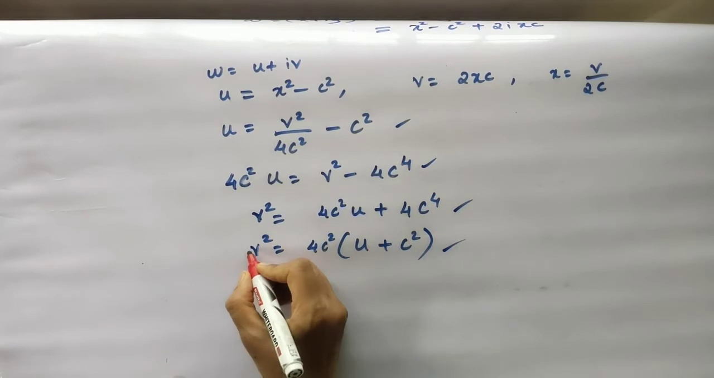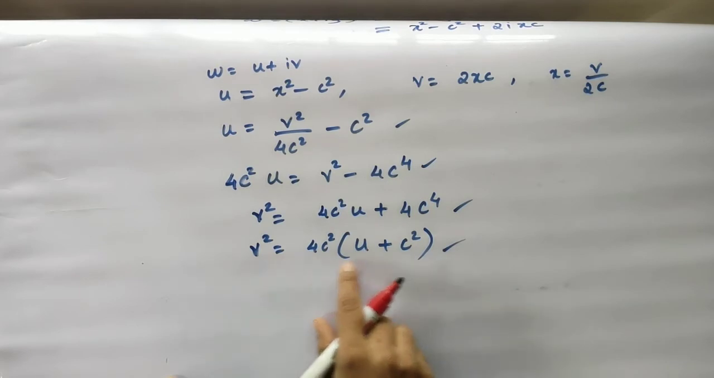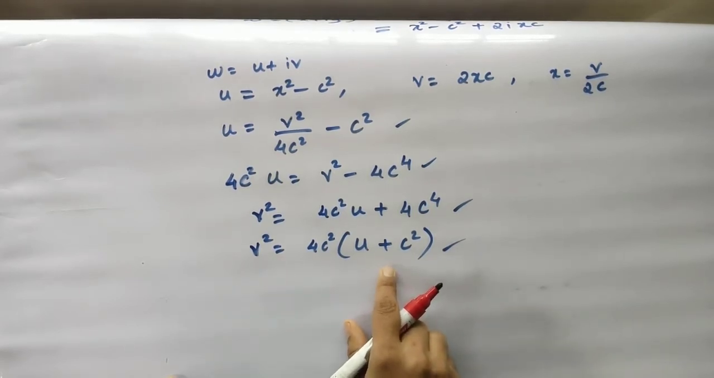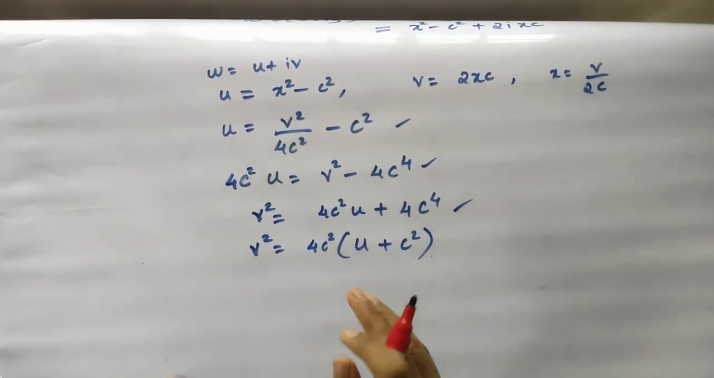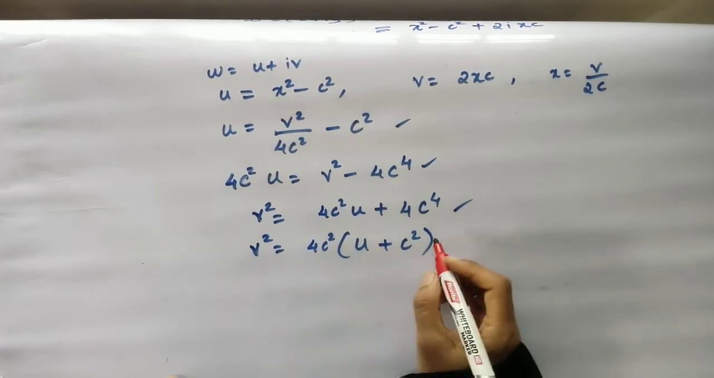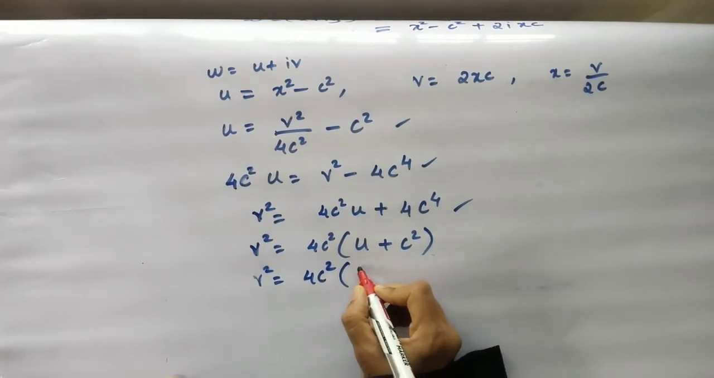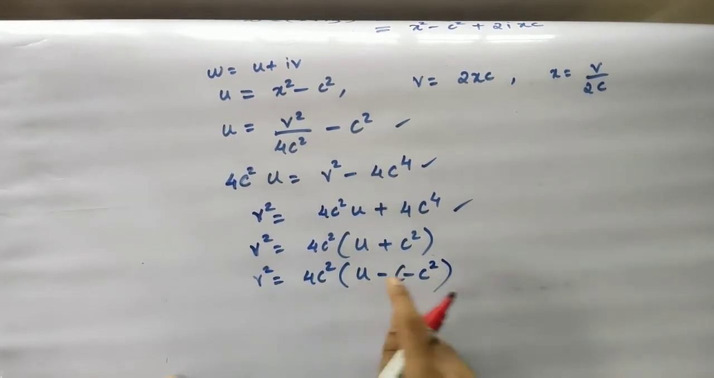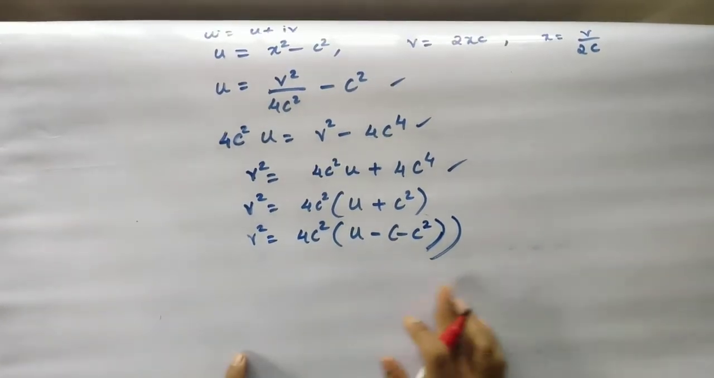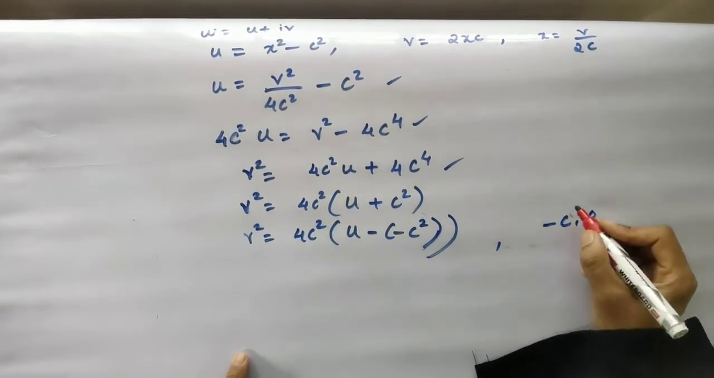Now this is also representing a parabola only, right? It is also symmetric about the real axis. And what is the focus of this parabola? Can anyone tell me? It is also the origin. Can you tell me the vertex now? I can rewrite this equation as v square is equal to 4c square into u minus of minus c square. So that becomes plus. So the vertex becomes what? Minus c square comma 0 is the vertex. And focus is 0 comma 0.